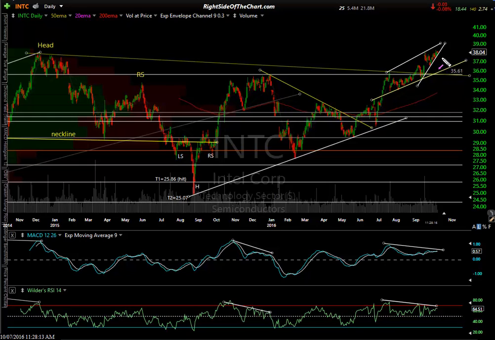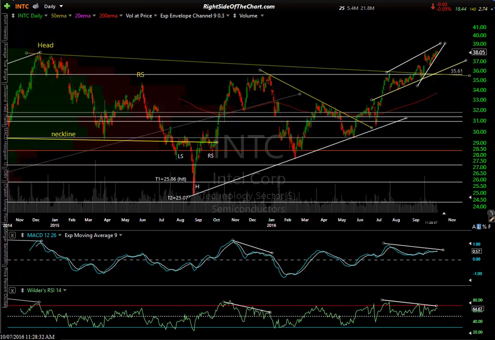I would think Intel is going to look something like this in the next couple of weeks here, very soon. This thing's ready to pop. This is getting close to the apex of the wedge, so a little move down there. I don't even think the bounce would be that high. Down here, find some support around 35.60, and then ultimately go.